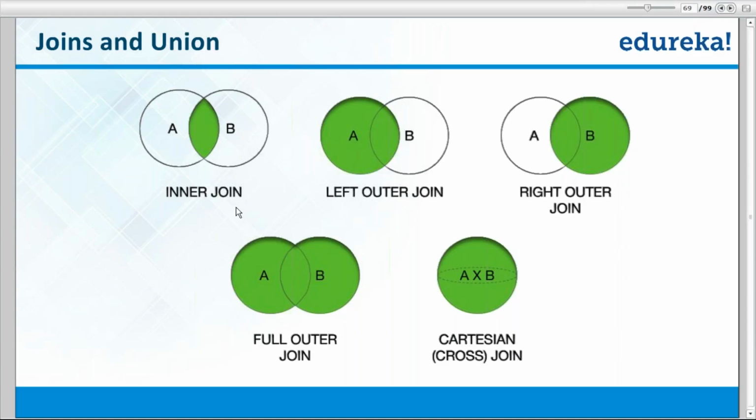Okay. So this is what we saw now. Inner join is going to give you the common records. Left join gives all records from the left table plus matching records. Right outer join or right join gives all records from the right table plus matching records. Full outer join gives matching and unmatched records from both the tables. So this Cartesian join or cross join is nothing but a matrix multiplication.